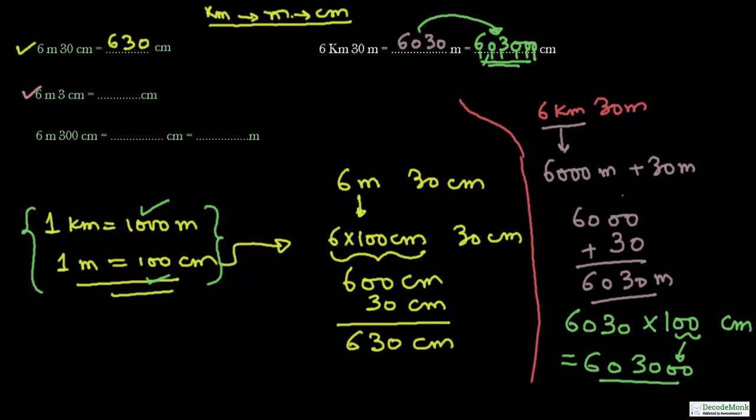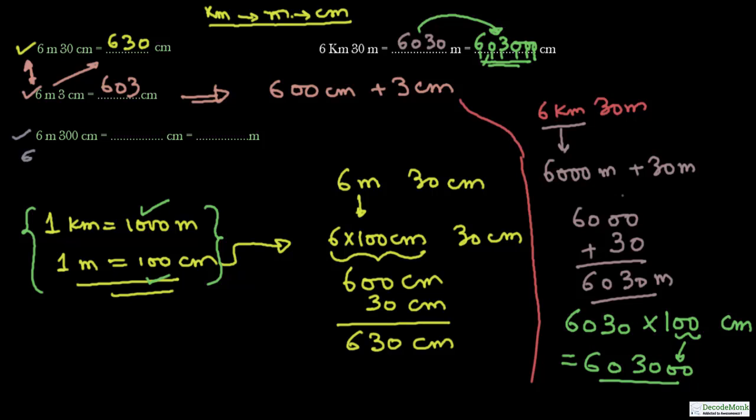Now the next question, 6 meter 3 centimeter is equal to, please do this very fast. 6 meter is 600 centimeter, and we have got 3 centimeter extra. If you add this, you will get 603 centimeter. See the contrasting nature. Don't rush mistakenly to 630 centimeter from 6 meter 3 centimeter. It's 603 centimeter.